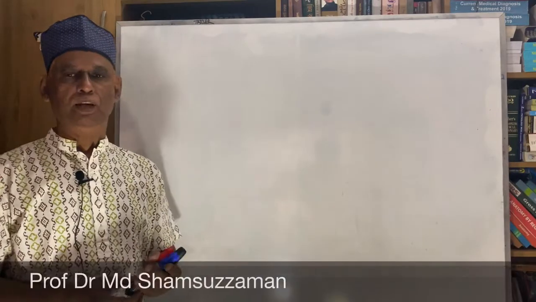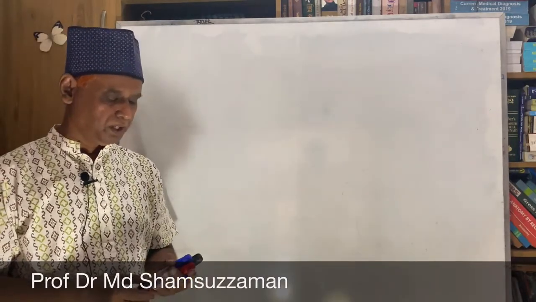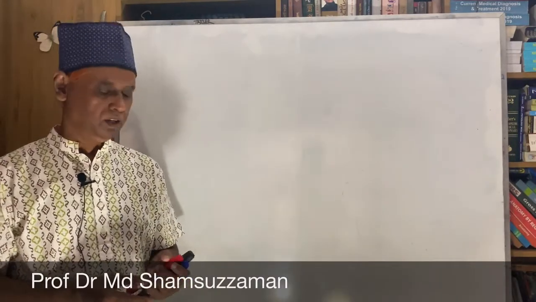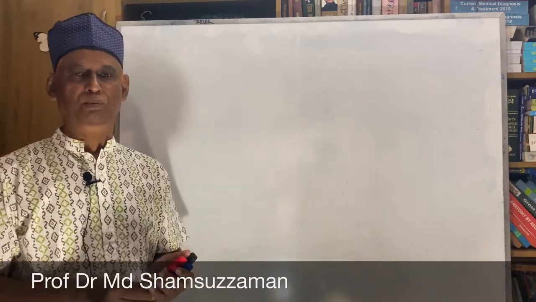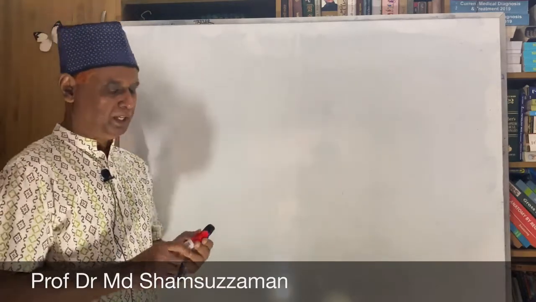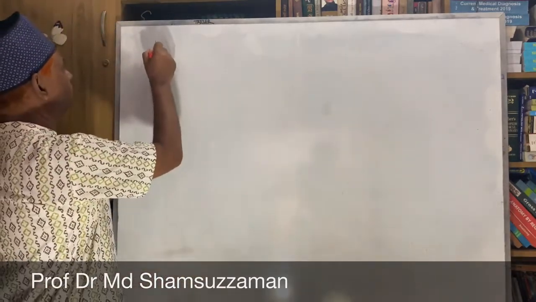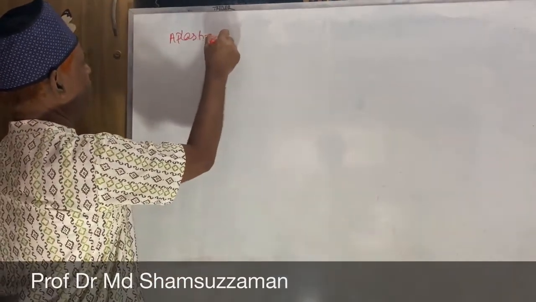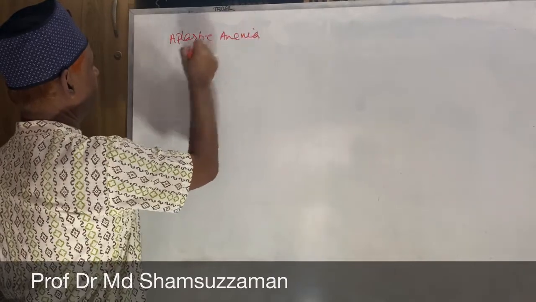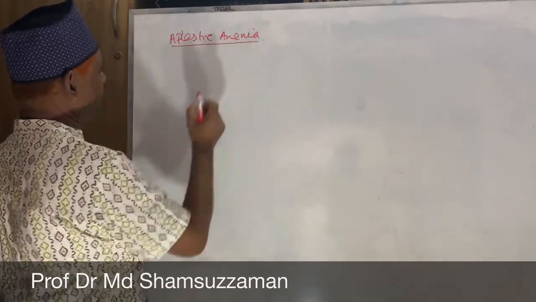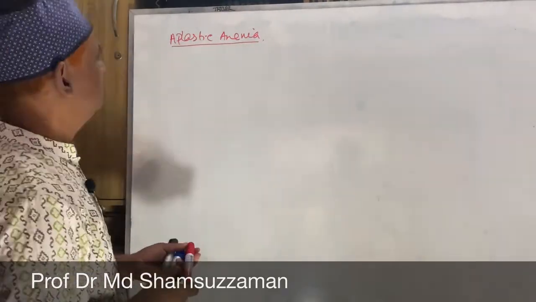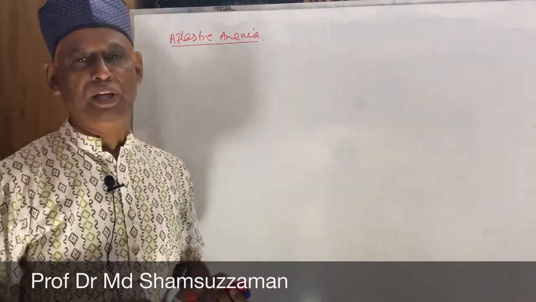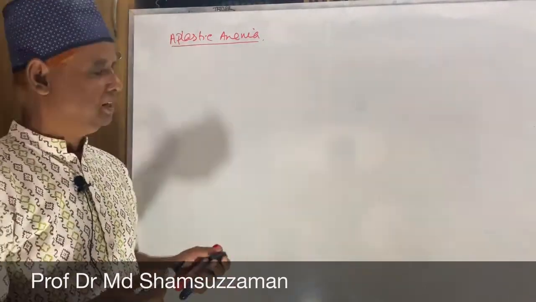In the fourth lecture, I told you about macrocytic and megaloblastic anemia. Today, aplastic anemia and pancytopenia. First come to aplastic anemia, then pancytopenia. First come to what we mean by aplastic anemia.